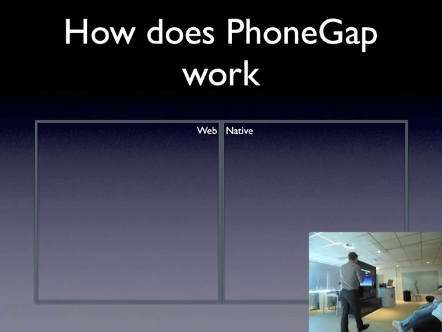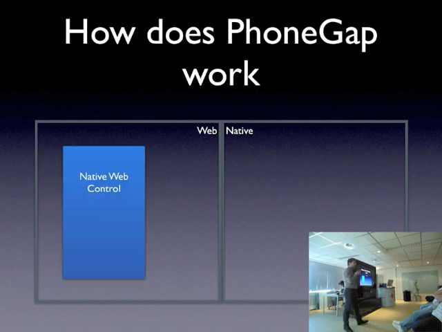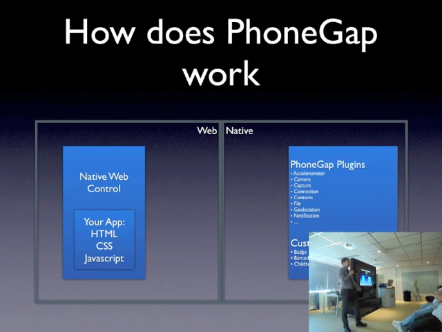Every PhoneGap app has two parts. It has a web part and a native part. In the web part, you have the so-called native web control. Inside that, you're just going to put your HTML, CSS, and JavaScript. On the right side, you have the so-called PhoneGap plugins. These are the standard plugins, like the accelerometer, camera, capture. You can build your own custom plugins, like the badge, barcode, and the child browser. So this is just normal native code for every platform. If I want to write a plugin for Android, I have to write Java code. If I want to write a plugin for iOS, I have to write Objective-C. Nothing fancy to see here. And then there is one great thing, the so-called foreign function interface, which connects both worlds.